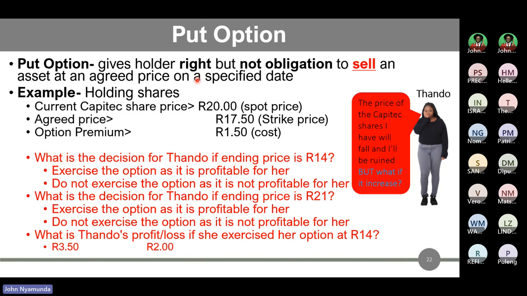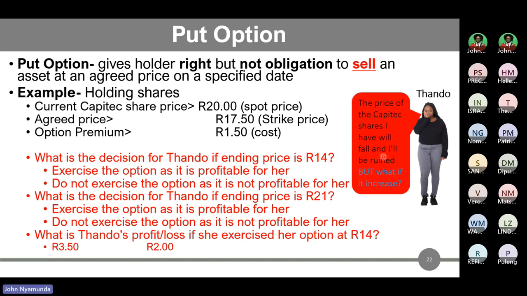That out of the way, so that slide which is missing is now there in your heads. But let's do an example so that we can see how a put option works. Remember we said the problem with futures and forwards is that you are obliged to transact at maturity. Now we have Tando. Remember Tando and the Capitec shares. Tando is holding Capitec shares. The price of Capitec shares may fall and she'll be ruined. Remember, that was the original worry.